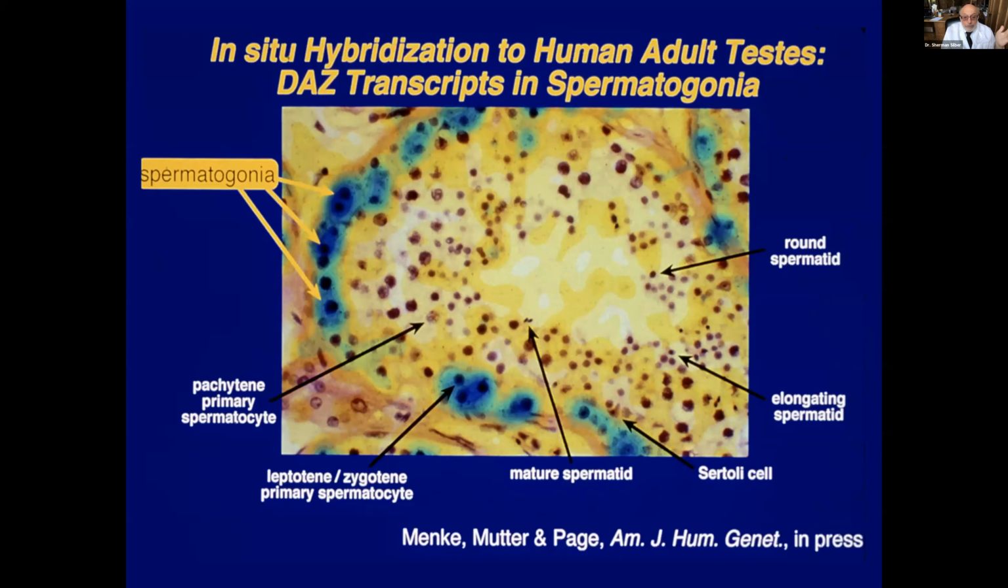And where did all this happen? Well, the original in situ hybridization studies showed the DAS transcripts in the spermatogonia, which explains why DAS is probably the most important original spermatogenesis or even oogenesis gene, but also why you could have a combination of maturation arrest and Sertoli cell only, because it's expressed in spermatogonia.